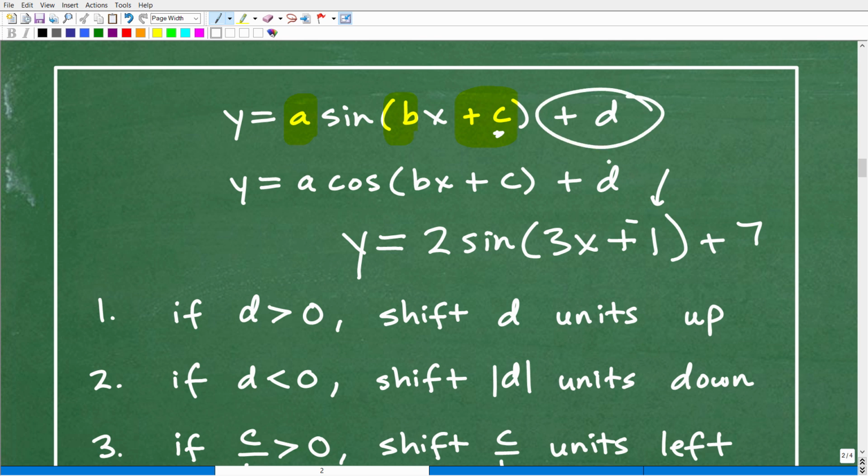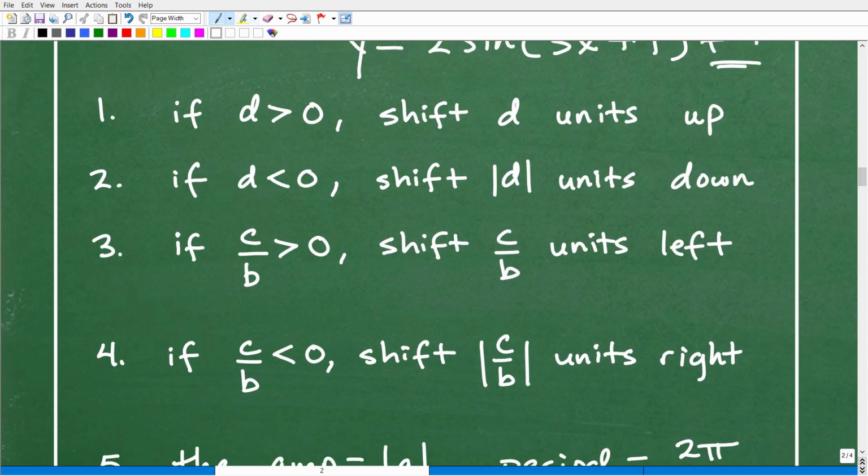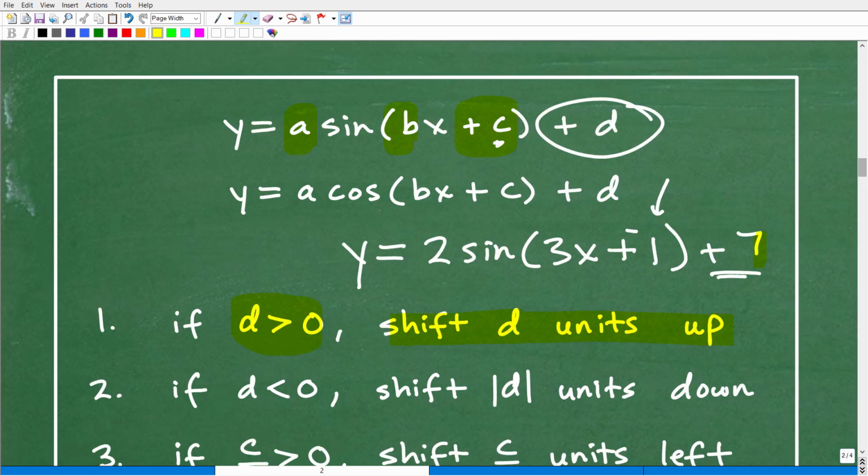And then we have this number on the very outside, which we'll call the variable d. So in this example, it would be a 7. Let's go ahead and use these variables to talk about the shifts once we have an equation with these respective variables. If d is greater than 0, then we're going to be shifting the graph d units up. For example, in this little thing that I made up, plus 7 is greater than 0, so we're going to translate that graph. We're going to move it up 7 units.